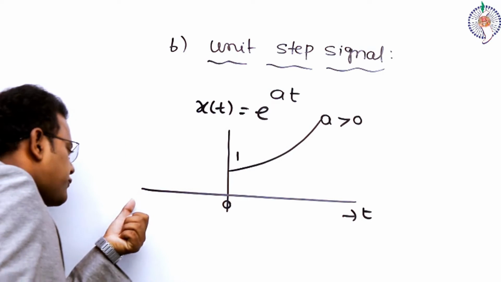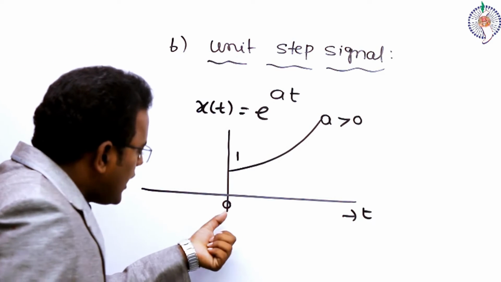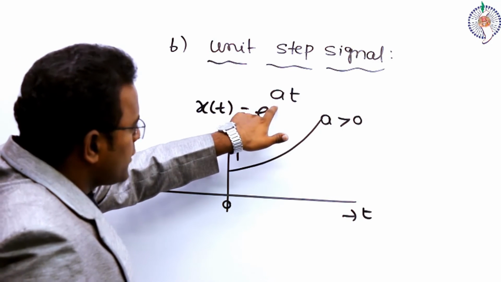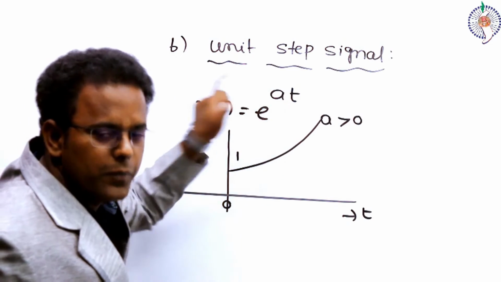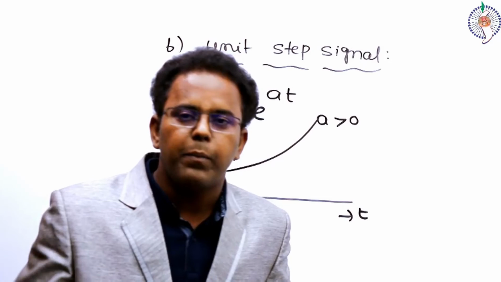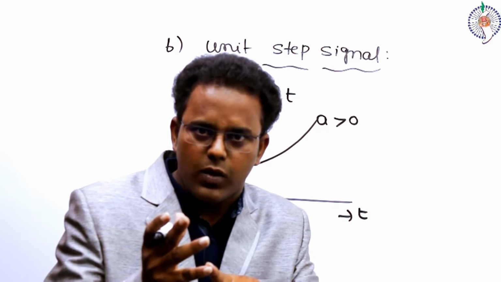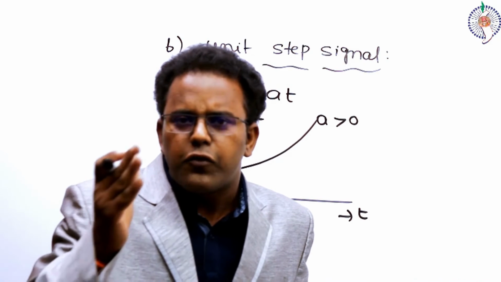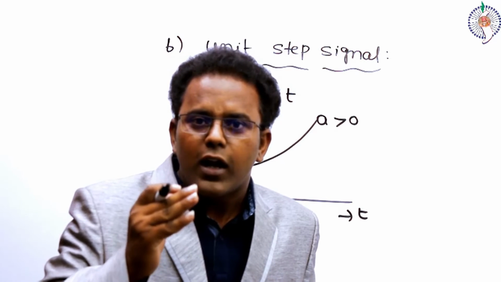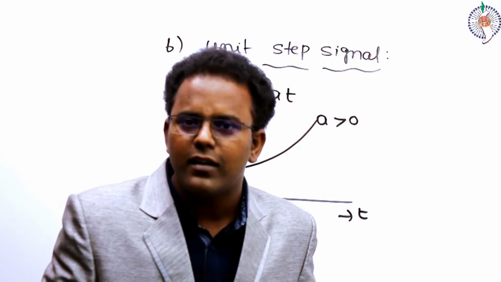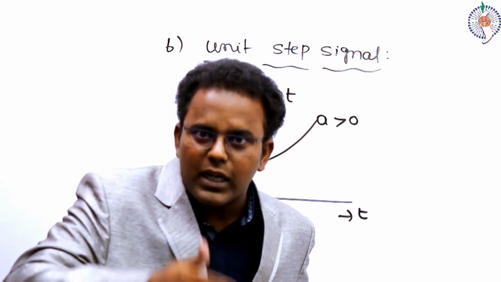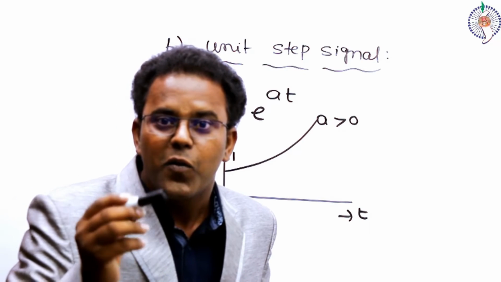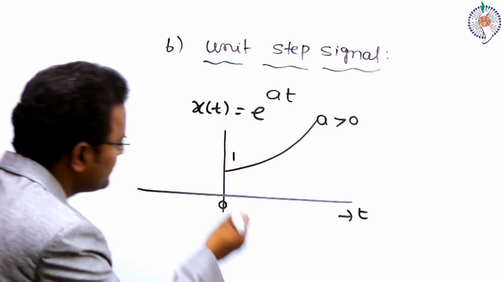Now see the left side. Left side means t values are negative. A is inbuilt positive. Negative into positive, negative. E power negative means e power minus 1, e power minus 2, minus 3, minus 4 and so on. If you are moving like that, are the values increasing or decreasing? Like e power minus 1, 1 by e, 1 by e square, 1 by e cube. Yes, someone is saying the value is decreasing.